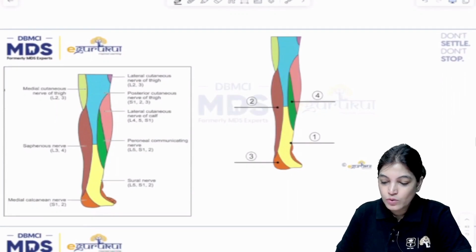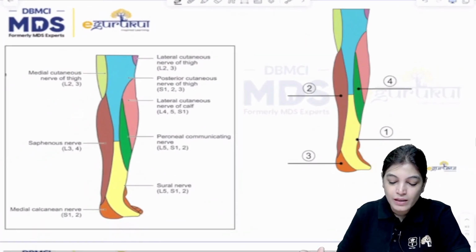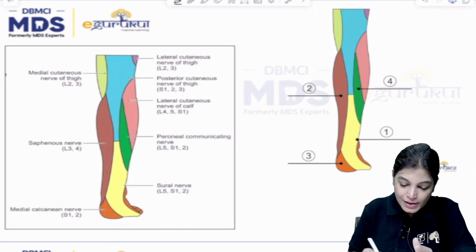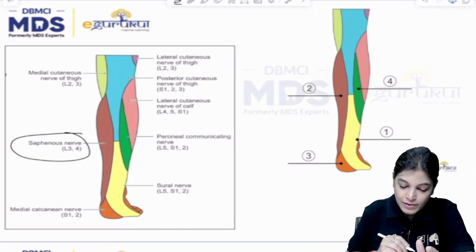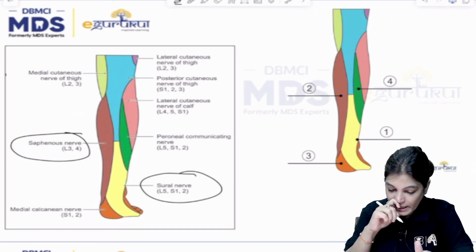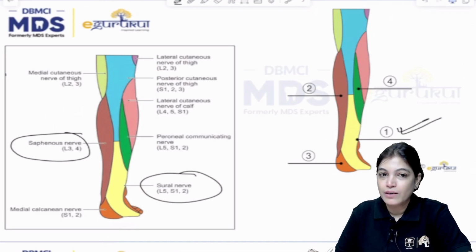So I'm just enlarging this image where you can see the sensory distribution of the important nerves has been shown. So we can see saphenous nerve is giving innervation here onto the medial side. Sural nerve is this yellow color area which is designated as area number 1, the area of innervation by sural nerve, which is the right answer here.